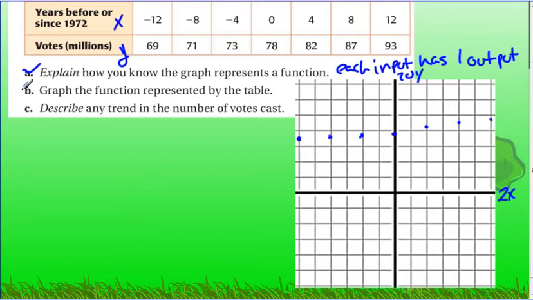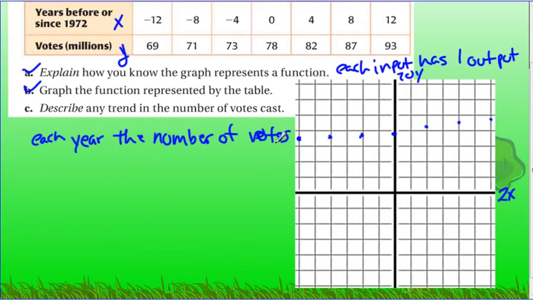So check, check. Describe any trend in the number of votes cast. Well, the trend I'm seeing, what's happening from one year to the next, well, each year there's more and more and more. It's going up slowly each year. So each year the number of votes cast, yeah, I can spell votes, V-O-T-E-S, votes cast increases.